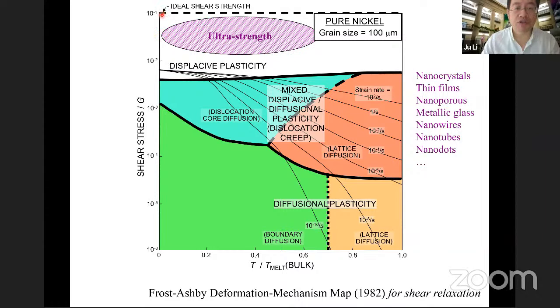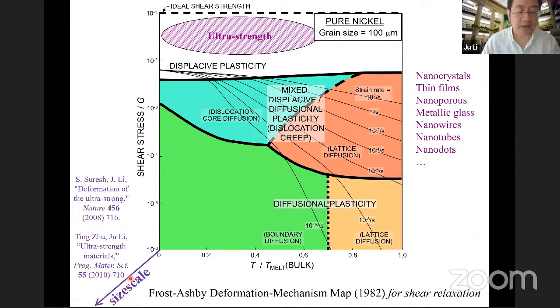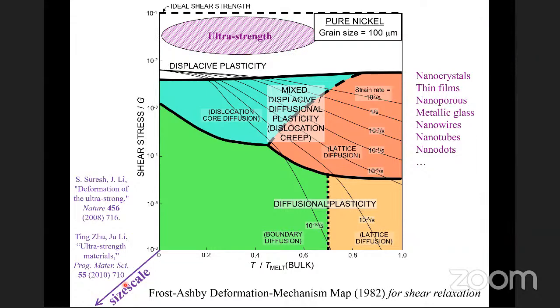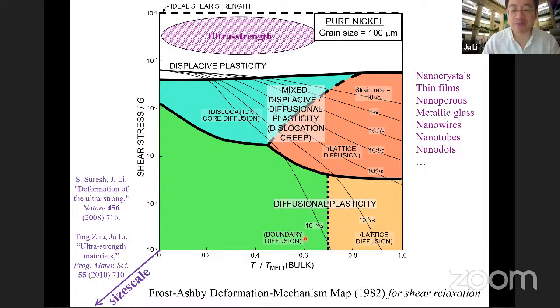And the reason is really because of this size scale. So Ju Li and I wrote a review where we delineate how these domains of deformation mechanisms would shift with size scale. So some of these would get stronger and stronger. Some of these will actually get much, much weaker when you reduce the size scale. So the boundaries of these countries shift with size scale. And that has to do with the defect population dynamics that we mentioned.